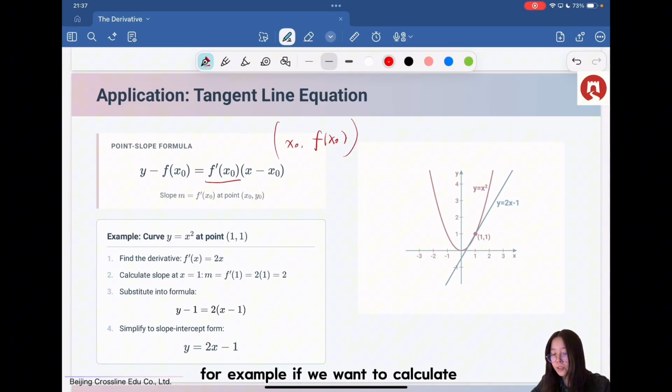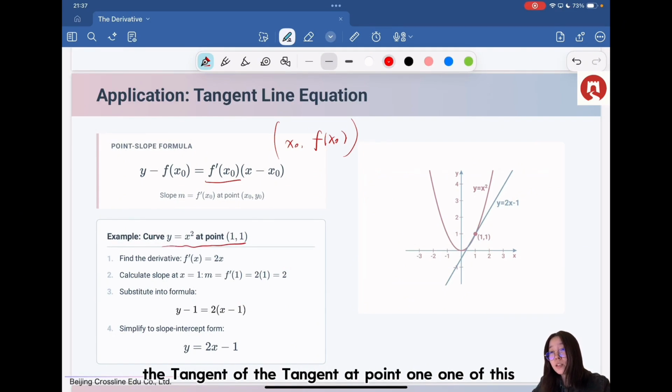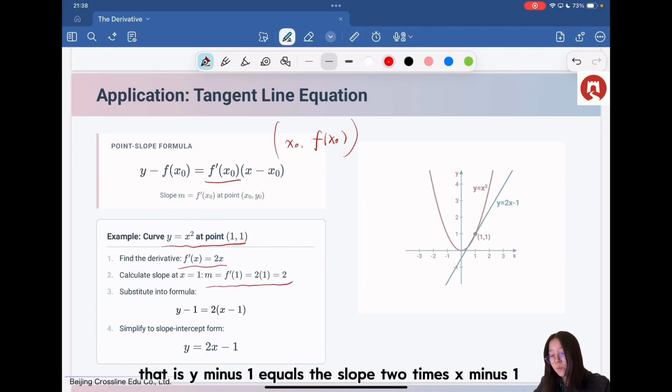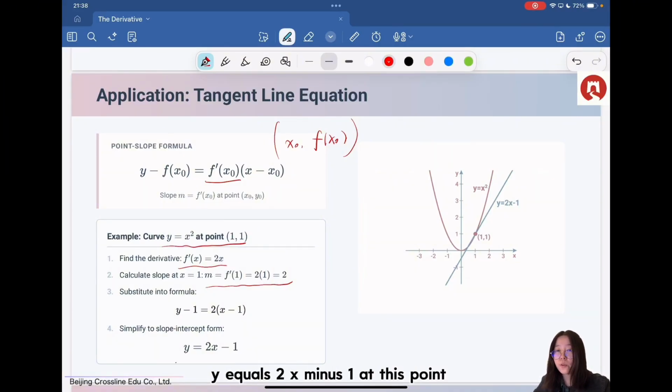For example, if we want to calculate the tangent at point (1, 1) of this y equals x squared function, then we first find out the derivative is f prime x equals 2x, so we got the slope at x equals 1 is f prime 1, which is 2. And then we substitute this fixed point into the formula. That is y minus 1 equals the slope 2 times x minus 1. So we get the tangent line is y equals 2x minus 1 at this point, okay?